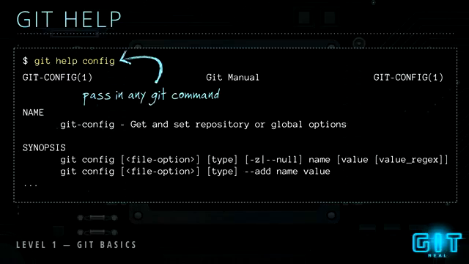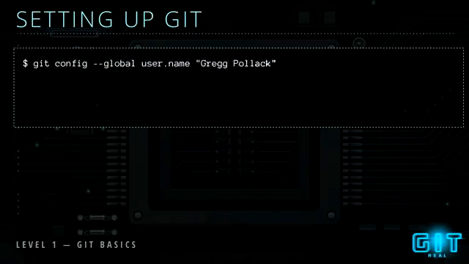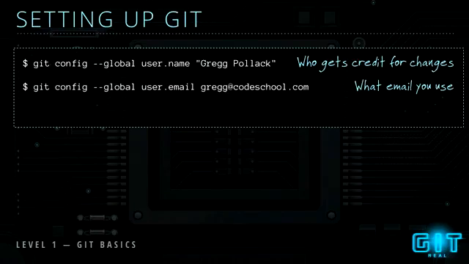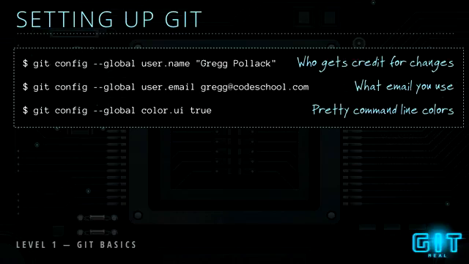Your first step when you install Git is to set some basic configuration. You're going to want to set your username and your user email, because, well, what good is filling a commit with awesome code if you can't take some credit for it, right? And we're going to run one last command to get some pretty colors on the output of our command line.